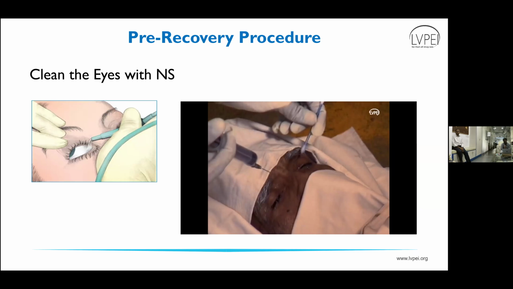The direction for this normal saline wash should be angling to the eye at 45 degrees, and the flow should start from the medial canthus. The drain should go from the lateral canthus. In such a way we have to do the cleaning. See the video, how he is doing.